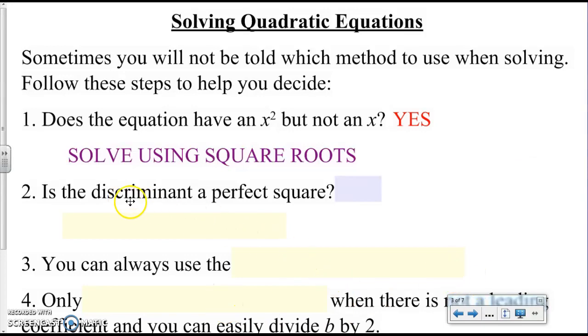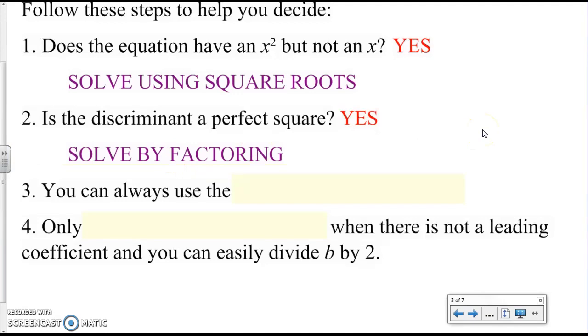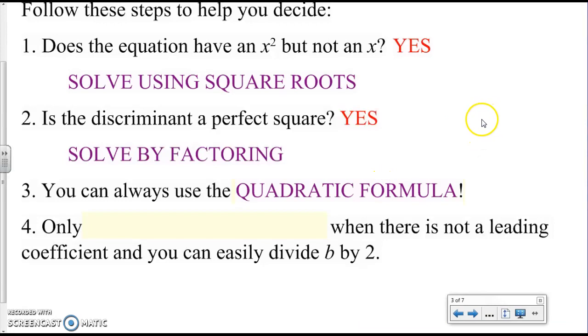Then, for the other options, I would find the discriminant and ask if it's a perfect square or not. If your answer is yes, it's a perfect square, you can solve by factoring. Now, that's not the only option. Sometimes complete the square works well. Quadratic formula always works. Okay, so step 3, you can always use quadratic formula. So if you're struggling, no matter what, make sure you know how to do that correctly.